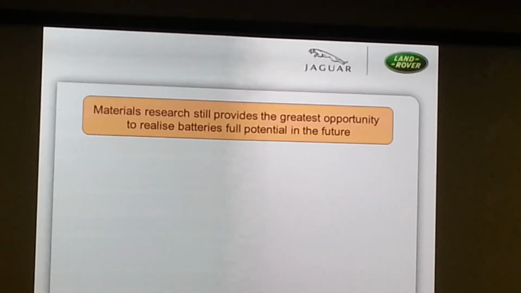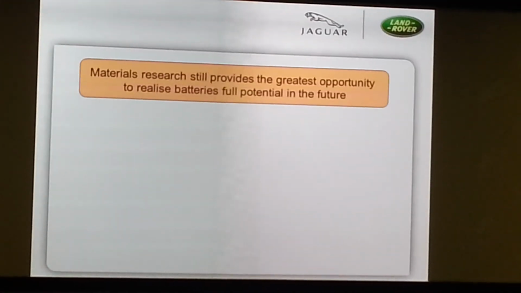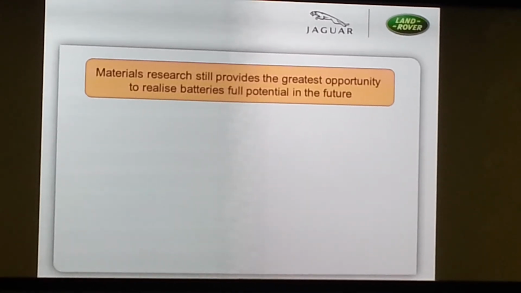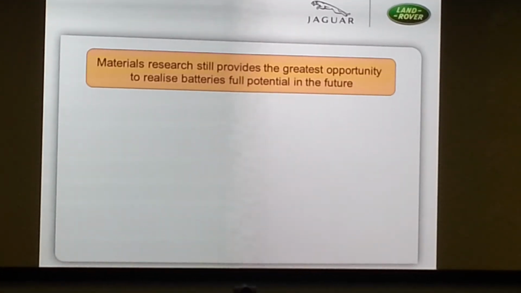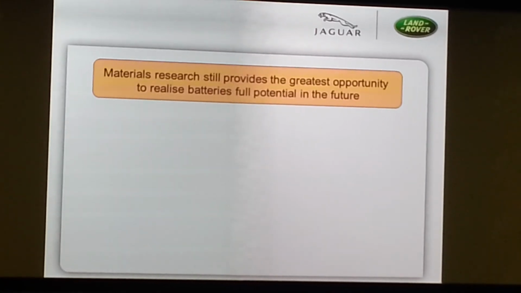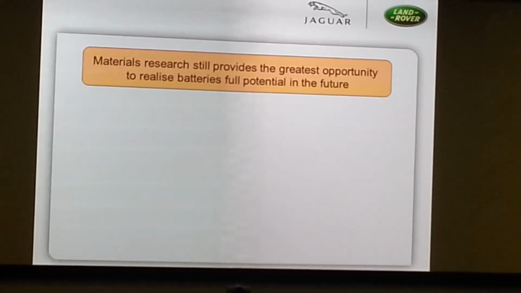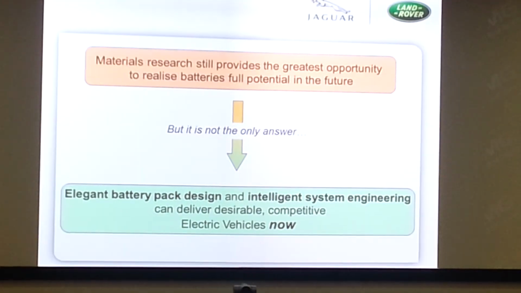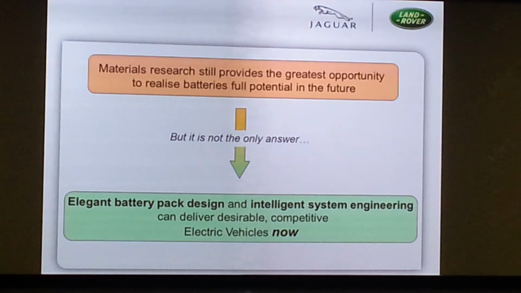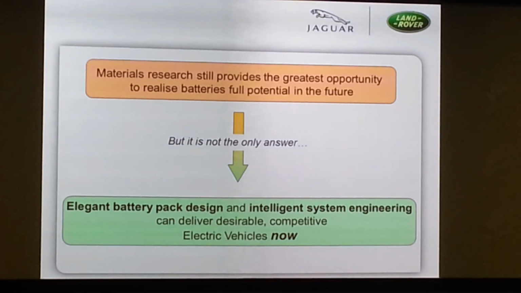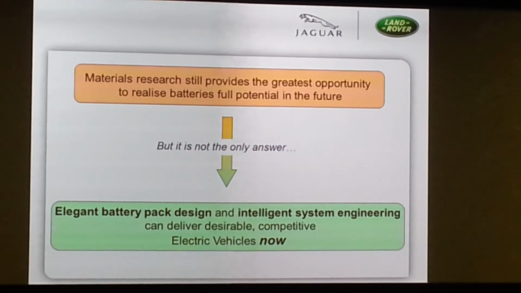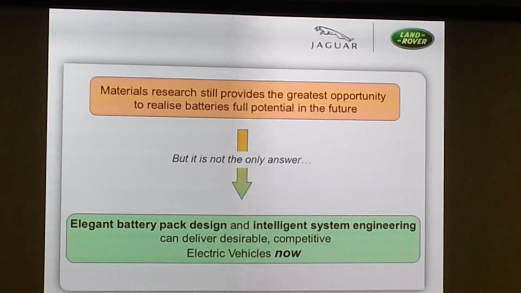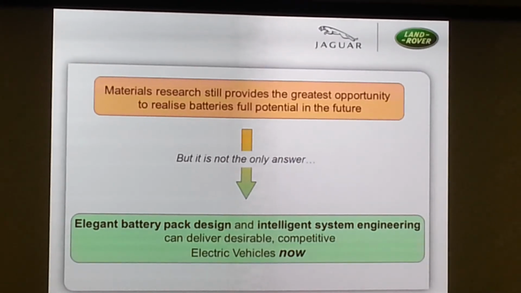So just in summary, materials research will be the way that it makes battery technology more credible. There's no doubt about that. If you want to improve the energy density, it's got to be at the materials level. But we're not quite there yet. We can still get around a lot of the problems out there by understanding it and implementing elegant battery pack design and really working out our systems engineering, understanding how people are going to interact with these.